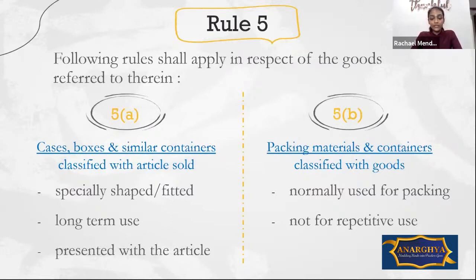Rule 5B, on the other hand, is concerned with packing materials and containers. Take the example of the box in which you receive your mobile phone when you go to purchase a new phone. That box is essentially used as a packing material for the phone. It is a one-time use. You're not going to use it again. So Rule 5B says that in such cases, you need to classify this box as the mobile phone, as the product that you're selling it with.